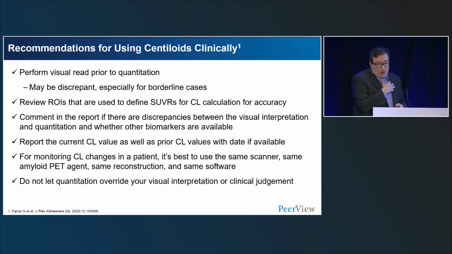Sometimes, and often in our patients, we've had plasma p-tau217 measures, so I may comment on that, but that may be a case where additional biomarkers are needed, and you may want to look at that if you have time and put it in your report. We report the centiloid values as well as if they've had prior centiloid values measured. And if your goal is to monitor changes in centiloids, try to use the same scanner, the same amyloid PET agent, the same reconstruction, and the same software. Centiloids do allow comparison across different techniques, but you will get the best results if you can keep as many variables the same as possible.